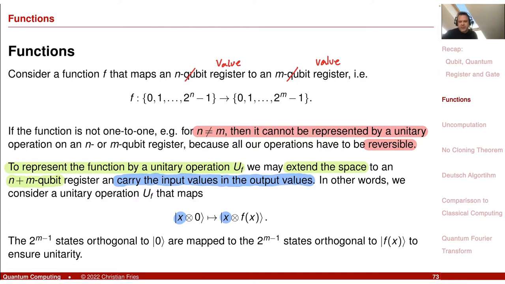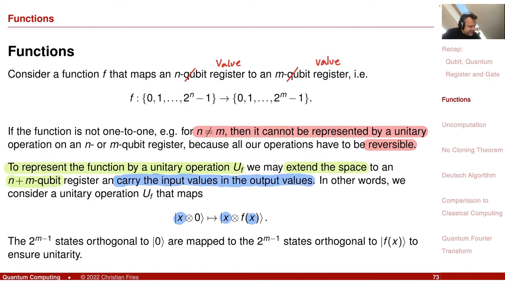So what I do is I map now |x⟩ tensor product |0⟩ to |x⟩ tensor product |f(x)⟩. For every x, I have a single value f(x). So I can immediately tell you the inverse. And then I'm just mapping all the 2 to the power of m minus 1 orthogonal states, orthogonal here to this input value, so all the others I map just to the orthogonal states of |f(x)⟩. And then this is a unitary operation. So you see there is a huge waste of memory. I just need one value here, but I extend the state space by a whole bunch of bits. So that's an issue, but this is a way I can represent this function.